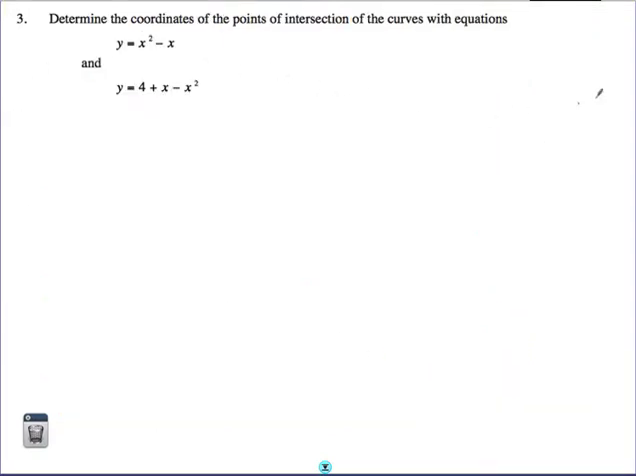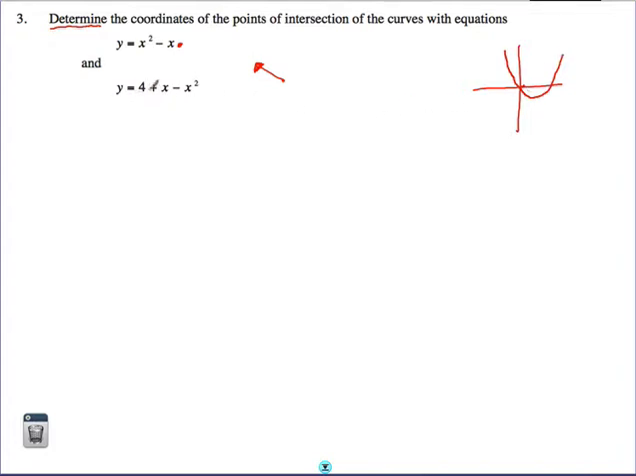Okay, question 3. I'm not going to speak too much about this. There are 2 ways that you could do this. It says determine the coordinates of the points of intersection of the curves of the equations. So this means that there are 2 equations. If we call this the red equation, it would look something like this. I'm guessing it's not 100% correct, but it goes through (0, 0). So if x equals 0, y equals 0, so it crosses the x axis at x equals 0 and x equals 1. So it looks something like this.